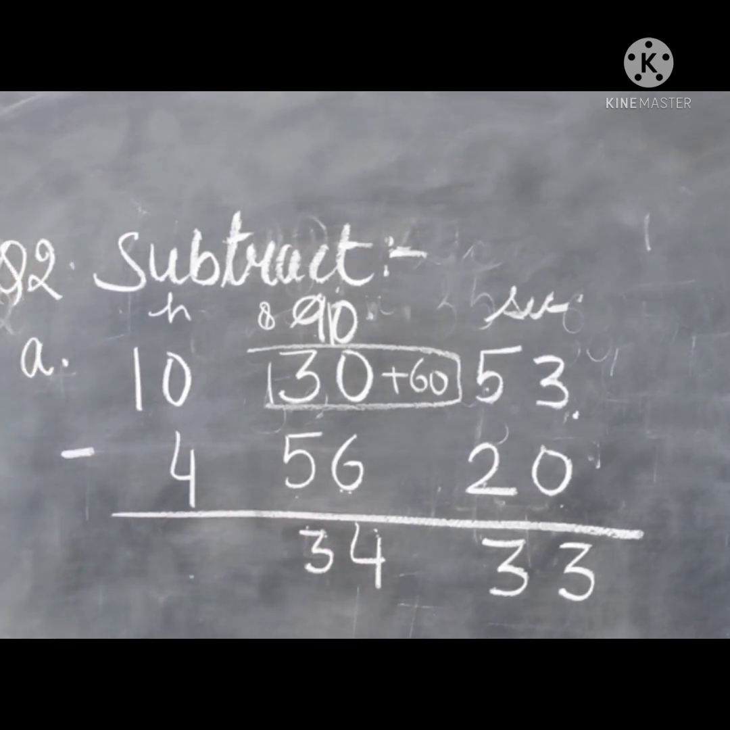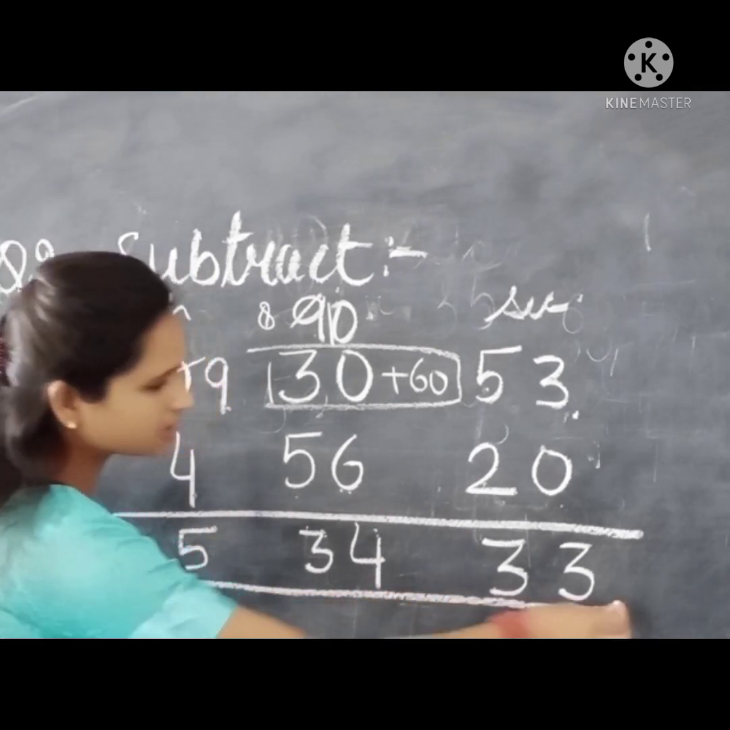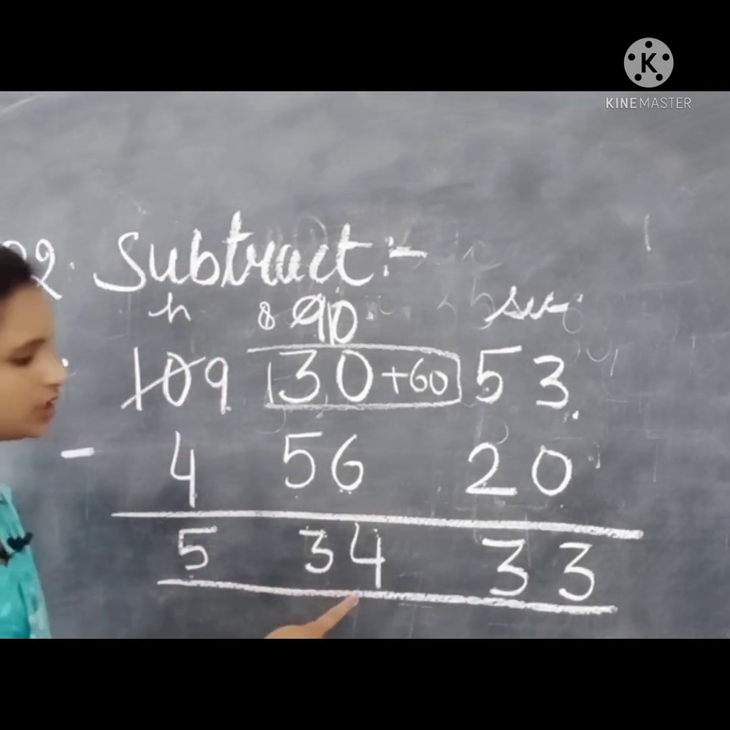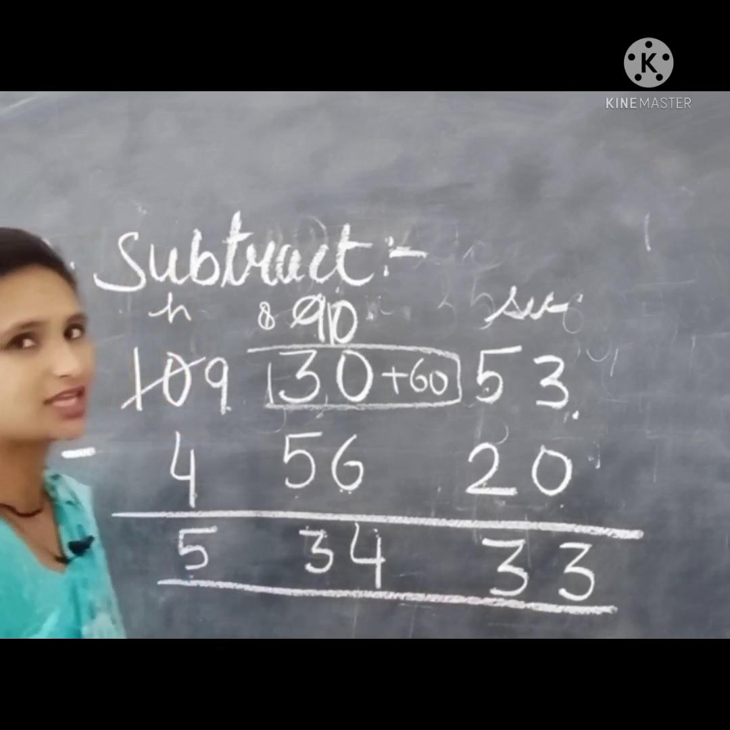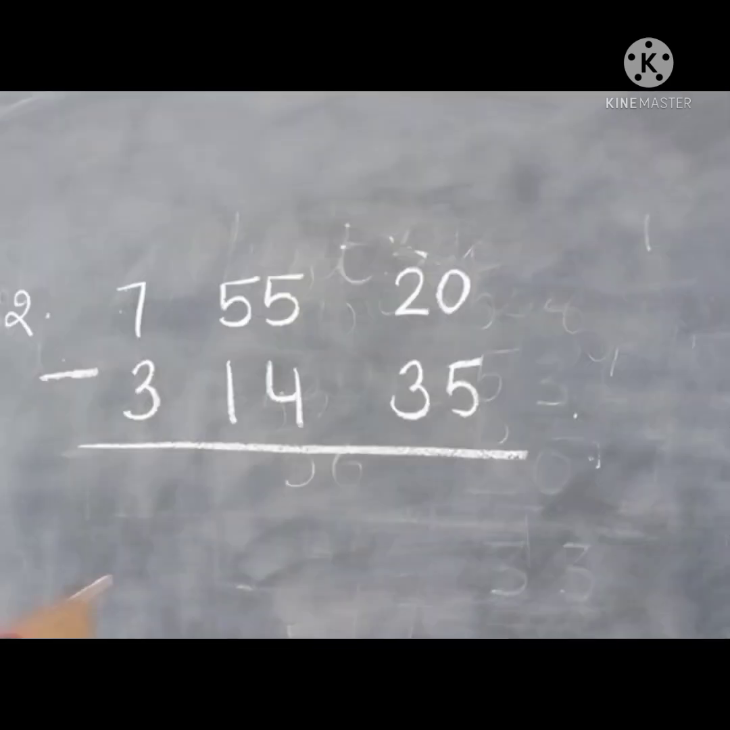And now come to the hours column. It has given its 1 hour or 60 minutes to this one, and that is why it will become 9. 9 minus 4, 5. Okay, so this is our answer: 5 hours 34 minutes and 33 seconds. Okay. Now let us take our next example, or we can say question.